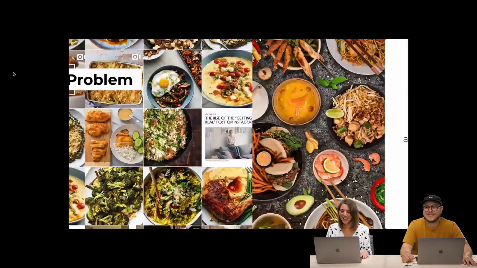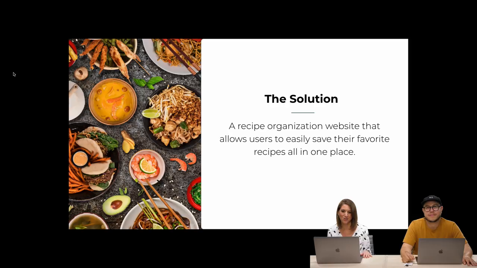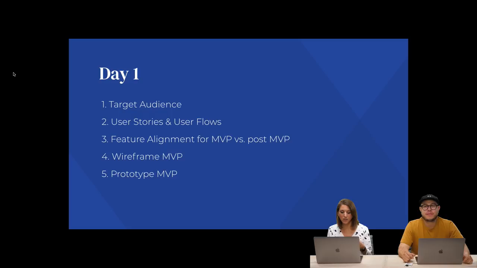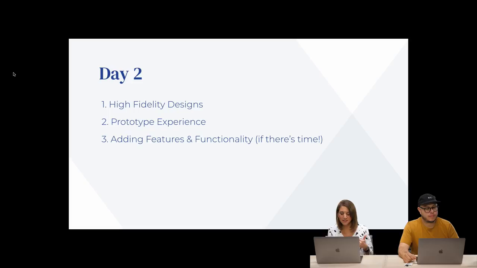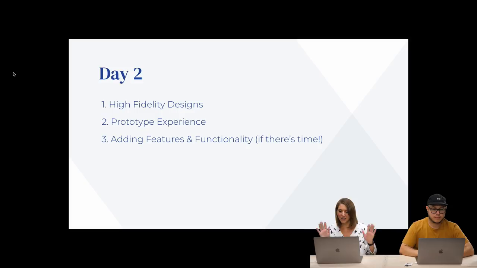All right. So the solution here is a recipe organization website that allows users to easily save their favorite recipes all in one place. Who's excited? I am. So yesterday we talked about our target audience. We did some user stories and user flows. We talked about feature alignment for MVP versus post MVP. And we got to wireframing. We did not get to prototyping. Today we are going to do high fidelity designs and we are going to prototype this experience. Maybe we can talk about adding some features and functionalities if there's time. Let's just focus on getting some really beautiful screens out and getting them interactive. Yeah, let's do that, which Julian's going to help me with.